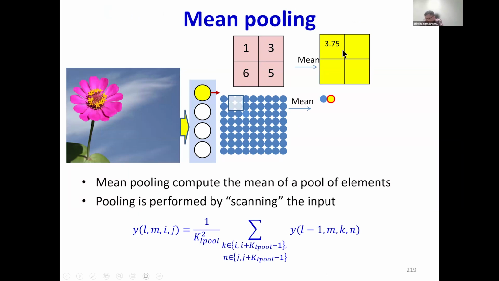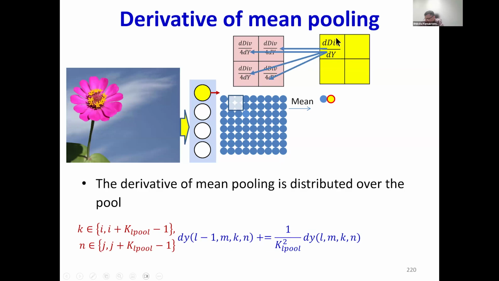So when you're going backwards, the derivative that you got at the output, which is this term here, is going to have to be uniformly shared across all the elements of the input window, because each of them contributed 1/4 in this case to the computation of the output. Did that make sense?